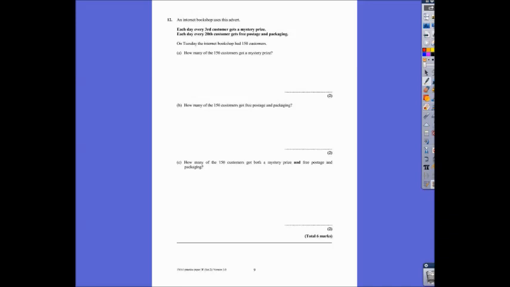Question 12. An internet bookshop uses this advert. Each day, every third customer gets a mystery prize, and each day, every 20th customer gets free postage and packaging. On Tuesday, they had 150 customers. How many of the 150 customers had a mystery prize? Well, if there were 150 customers, and every 3rd got a prize, if we divide that by 3, that will mean that 50 customers got a prize.